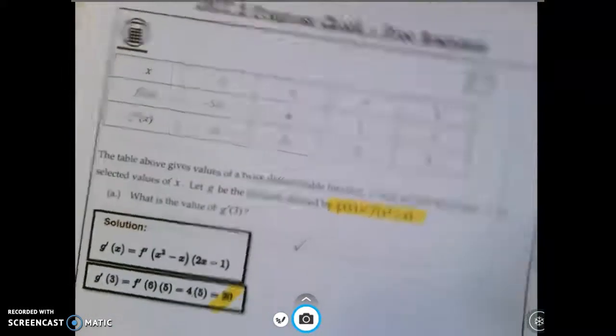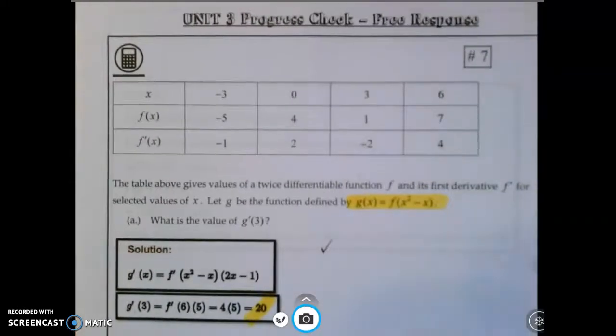Unit 3 progress check 7, 8, and 9. I'm going to go through this very briefly. I'll go through some more detailed, more difficult problems, but for the most part, I'm going to be going through this quickly so you do not spend 15 minutes listening to me ramble on.